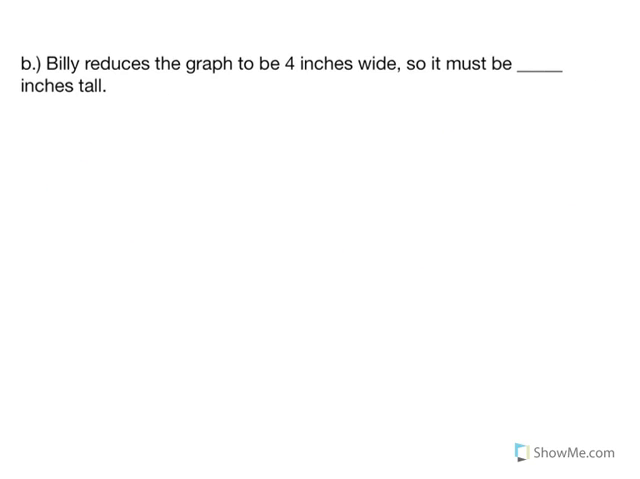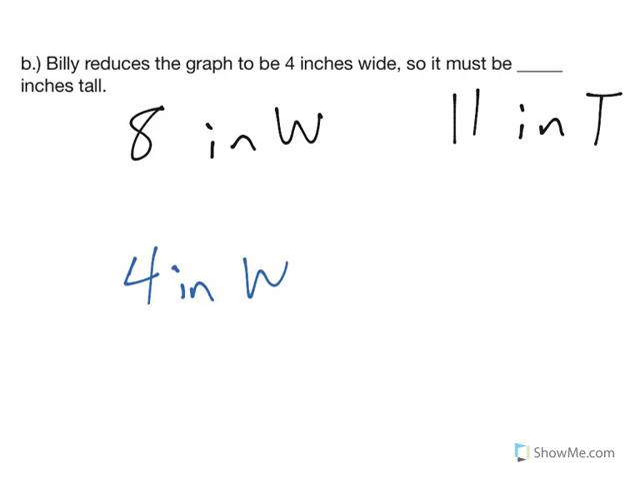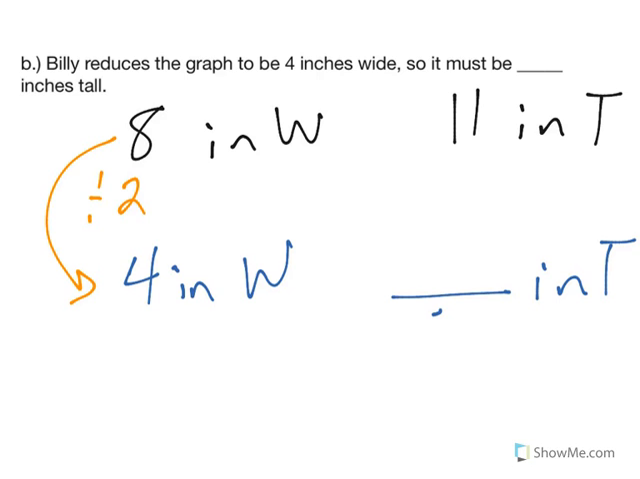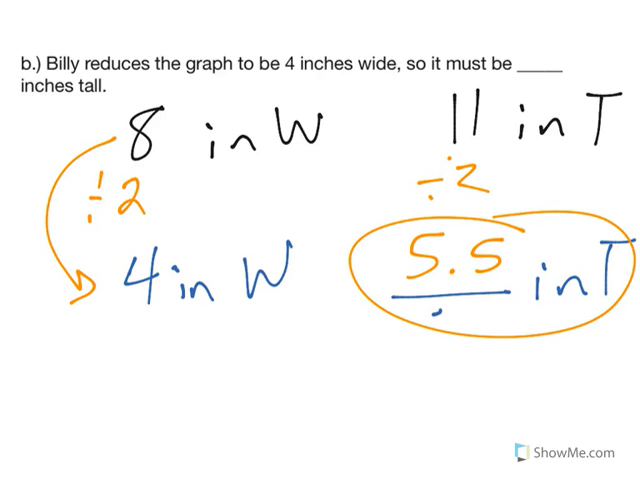Now, in part B, again, remember, we started with 8 inches wide and 11 inches tall. So now we want to go to 4 inches wide. How many inches tall? Okay, so from 8 to 4, what happened? Well, hopefully you recognize that you divided by 2, because 8 divided by 2 gives you 4. So I will also divide by 2 on the other side, and 11 divided by 2 is 5.5. So if Billy reduces the graph to be 4 inches wide, it must be 5.5 inches tall.